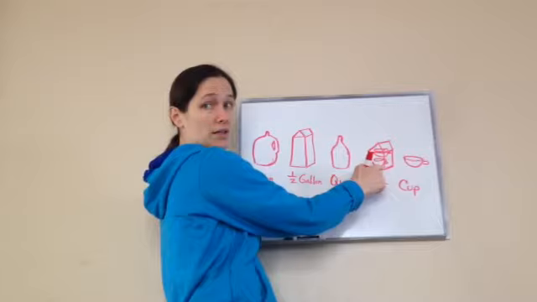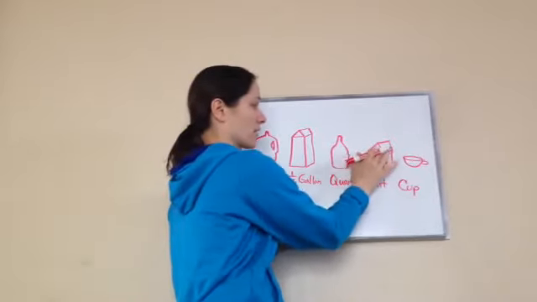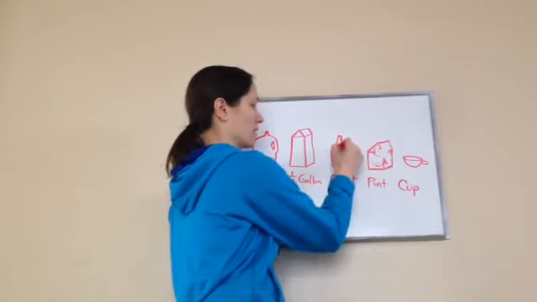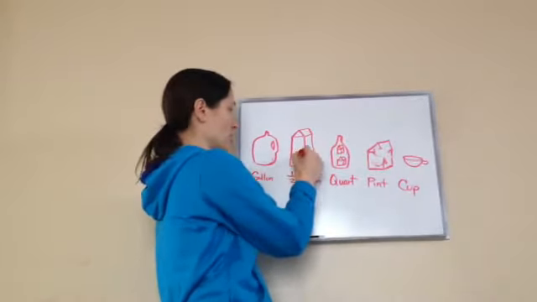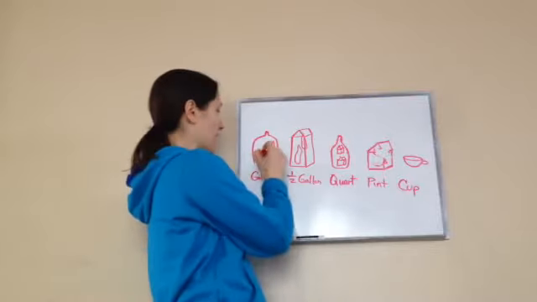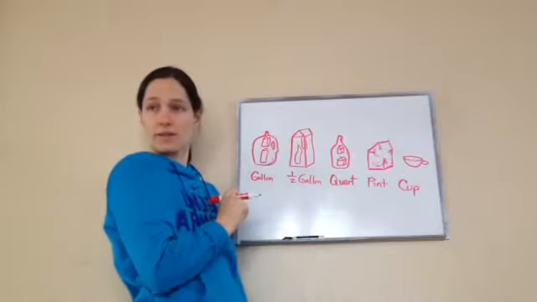There would be 2 pints in this. So everything's double of that. There would be 2 of these in that. And then there would be 2 half gallons to make 1 whole gallon. You get it? Yeah. Okay.